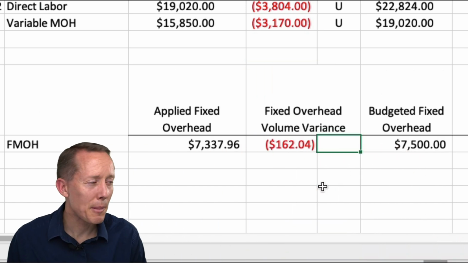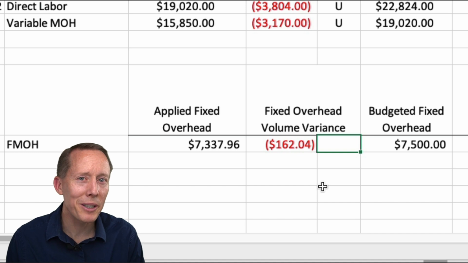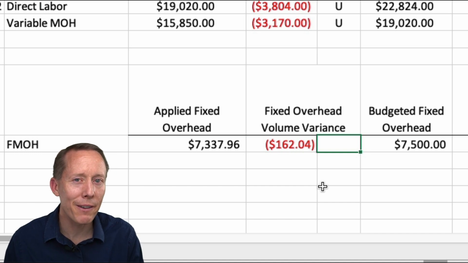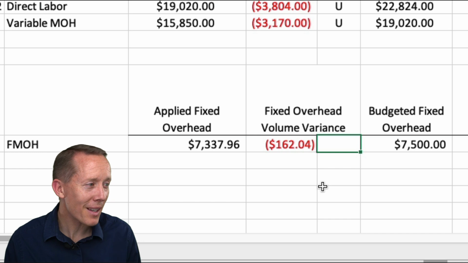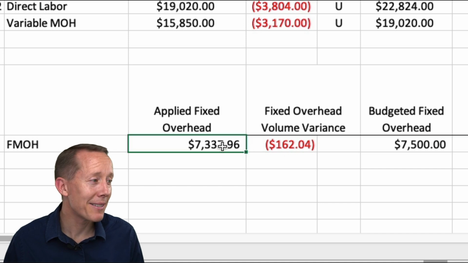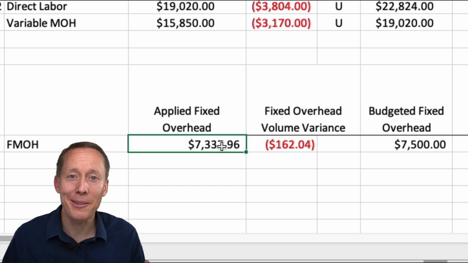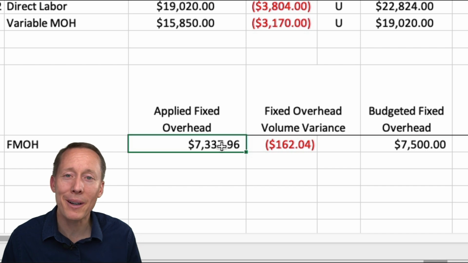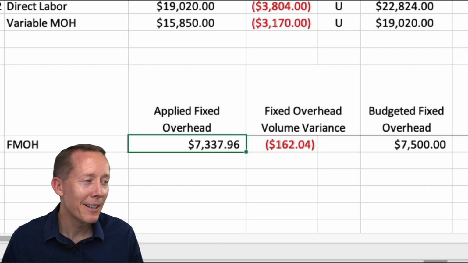All right, now this is a little tricky as well, the interpretation of whether it's favorable or unfavorable. Now, on one hand, this number here is less than this number here. And so you may think, hey, that is good, right? We didn't apply as much as what we thought we were going to incur. Well, it's not actually good.